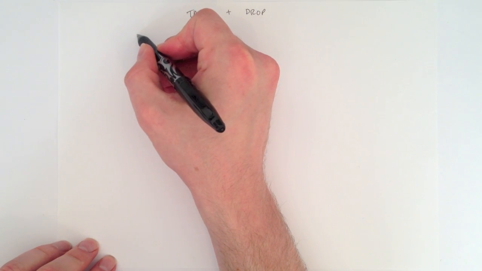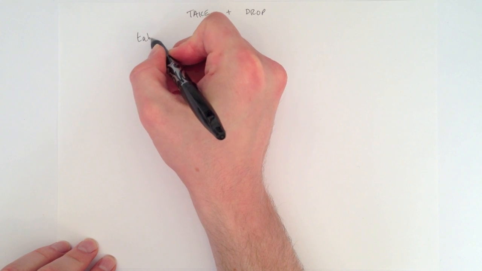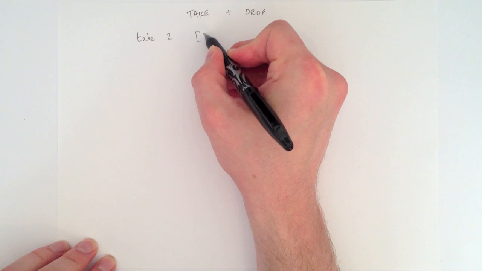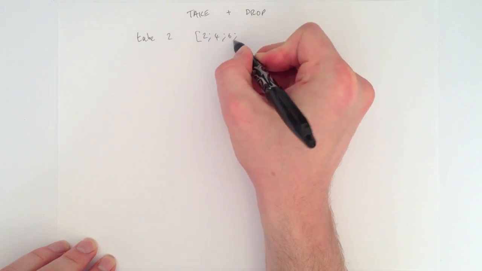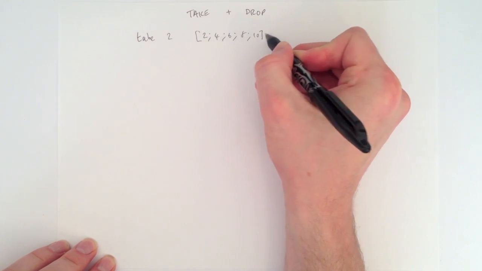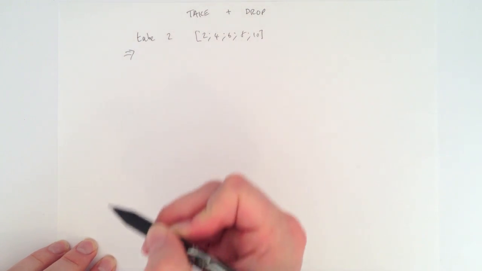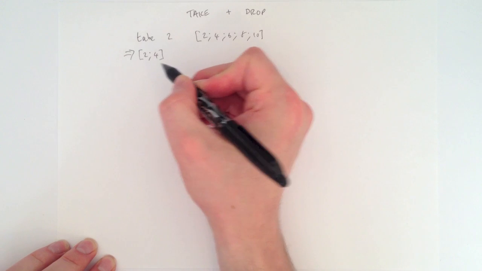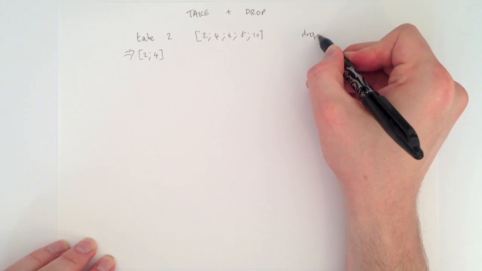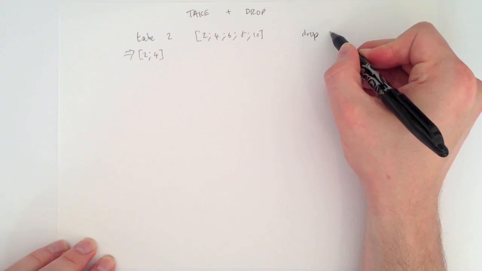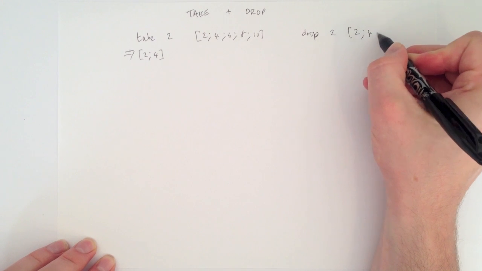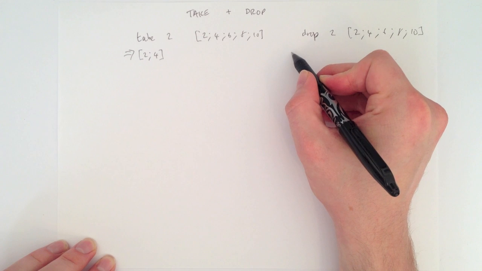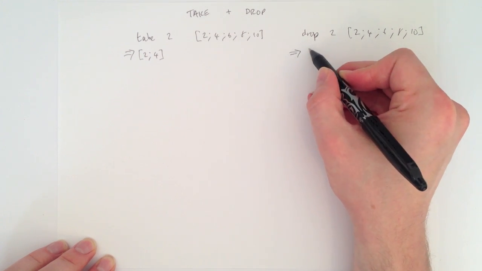If I call take two elements from 2, 4, 6, 8, 10, I'd like that to return the list just containing the first two elements of that list. And if I call drop 2 of 2, 4, 6, 8, 10, I'd like it to return everything but the first two elements of the list.